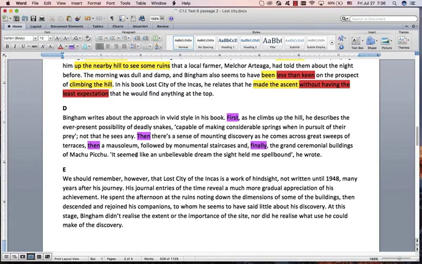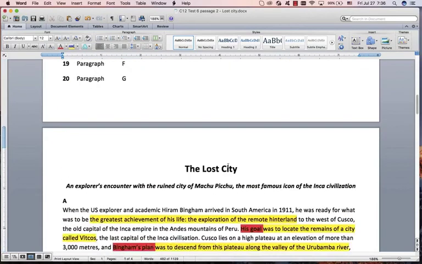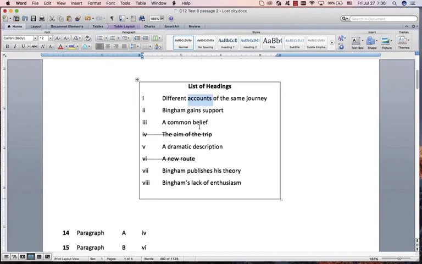So it seemed like an unbelievable dream, this whole approach that he writes about. Probably a little bit of repetition there to tell you that he's describing this approach, he's writing about it. If we go to our headings, that's a possibility, because an account is when somebody tells a story. But I don't see something about different and the same, two different accounts of the same journey.